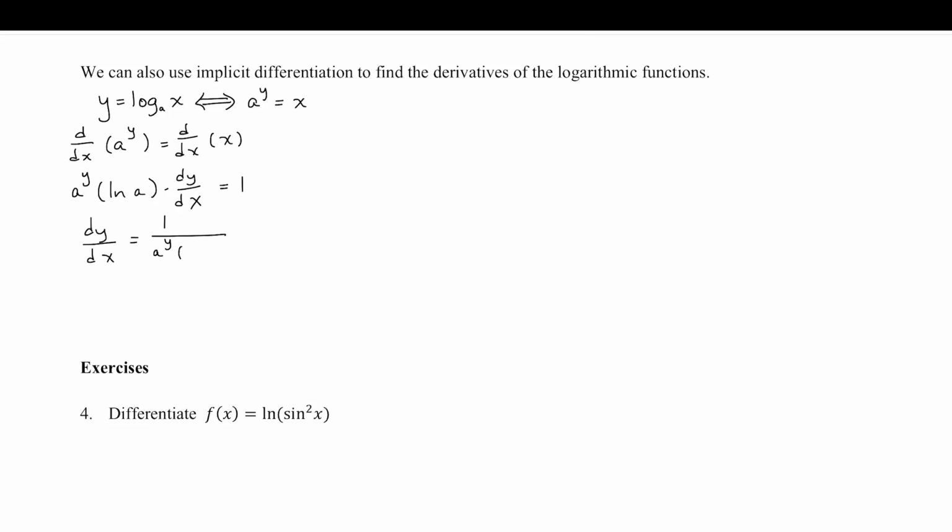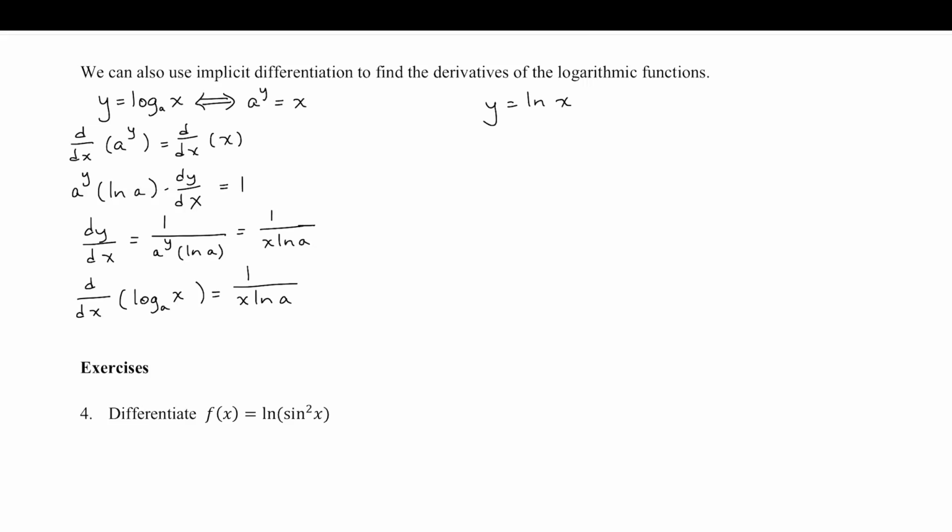So now I want to solve this for dy dx. That is, I'm going to divide both sides by a to the y times the ln of a. But then I'm going to remember that a to the y is x. That's where I started at the top. So I have 1 over x times the natural log of a. Okay, so that means that the derivative with respect to x of the log of x base a is 1 over x times the natural log of a. So make sure you realize the natural log of a is part of the denominator there.